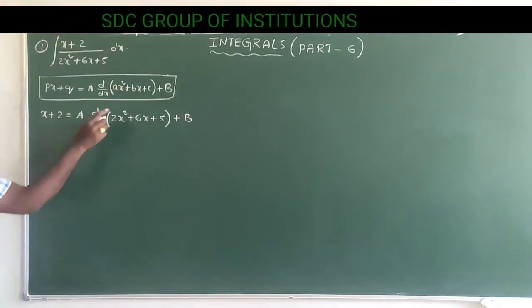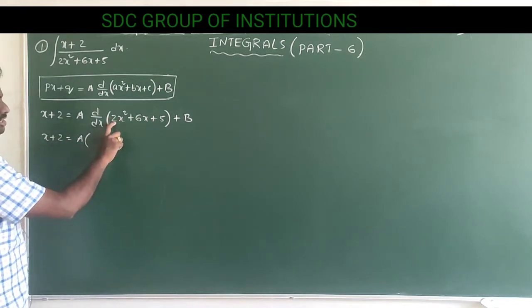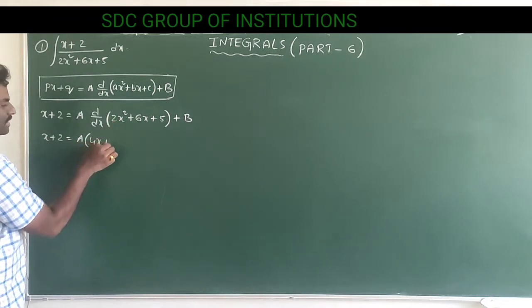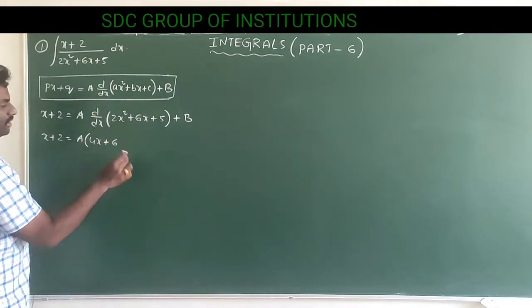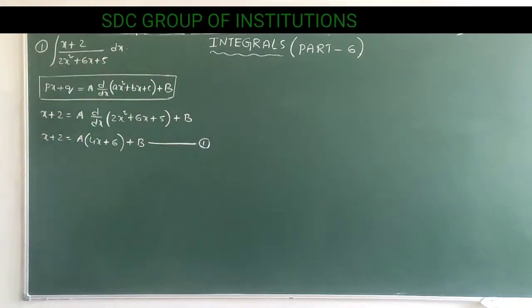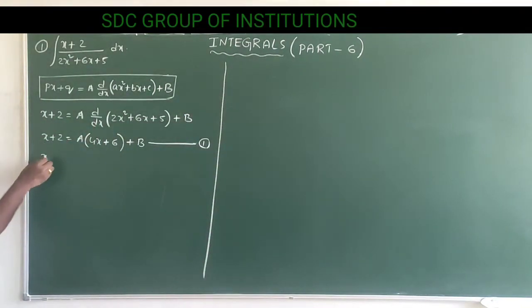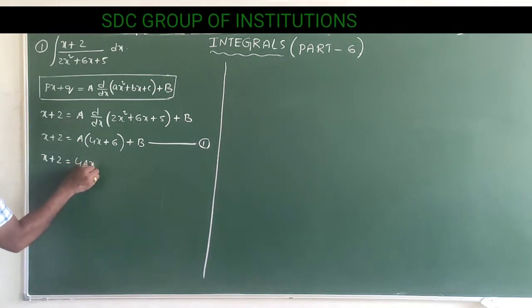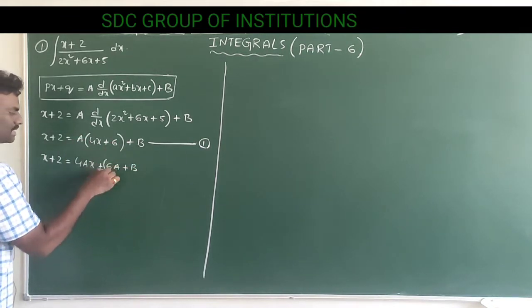Differentiate this. Now x + 2 = A into, x² derivative 2x, 2x into 2, 4x, 6x derivative 6, constant derivative 0, plus B. This is equation 1. Okay. Next, x + 2 = A into (4x + 6) = 4Ax + 6A + B. This is constant.